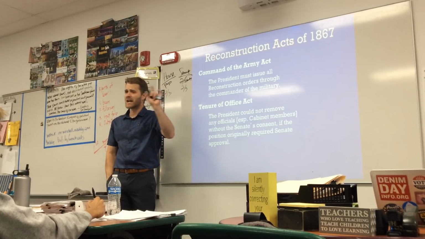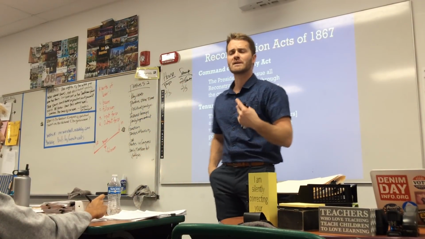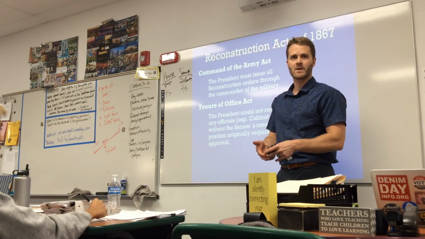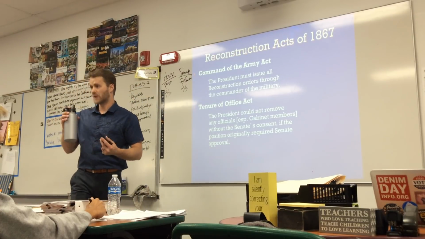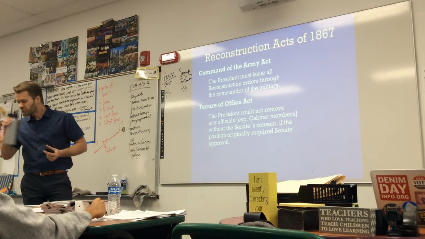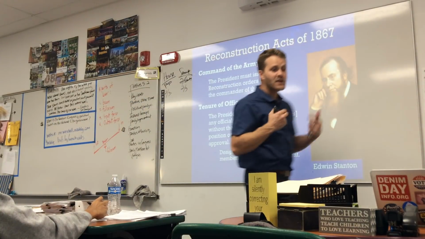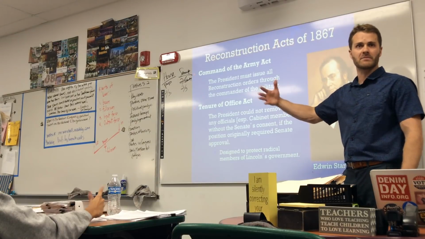So both of these acts together, I don't need you to know a ton of the nitty-gritty specifics. What you need to know is both of them are trying to weaken the executive branch, to weaken the presidency. Why? Because they're in this conflict and this clash over Reconstruction. Trying to make for as weak of a presidency as possible. The big goal was to protect the radical Republican members of Lincoln's government.